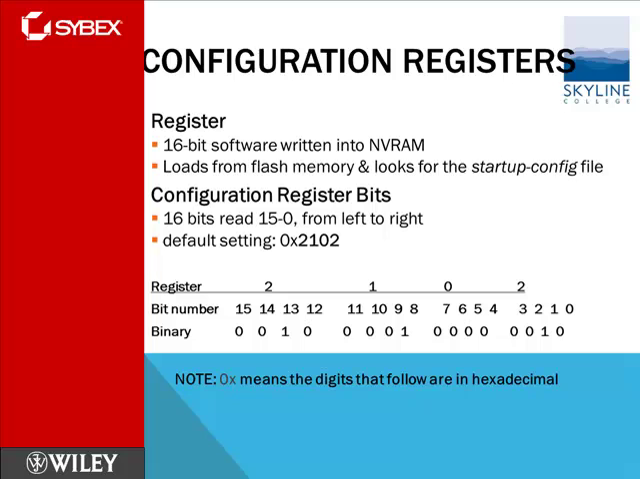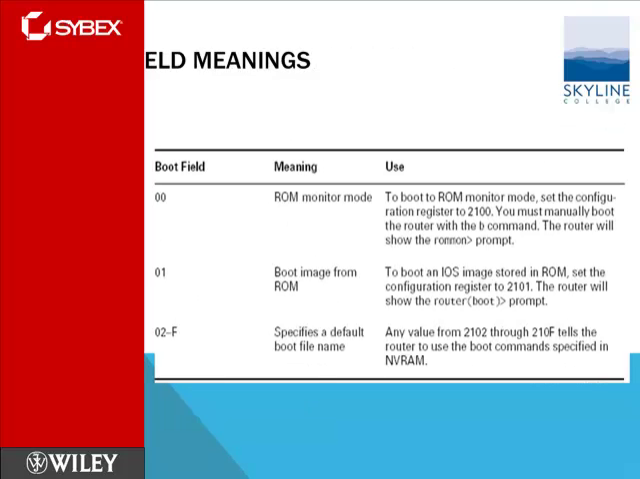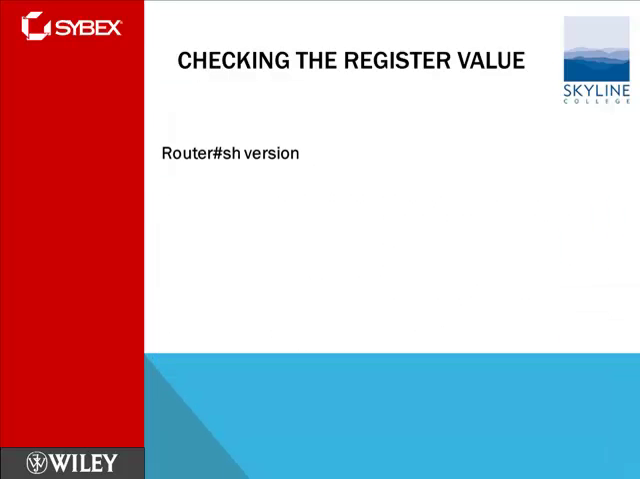The bit values, the 0 through 15 when they talk about it, that's not where I want to go. The bit values are these here. So what are the bit values going to be for the different things that you may want to change in the configuration register? Boot file: ROM monitor mode is 0000, boot image from ROM is 0001, and 02 through F specifies a default boot file name. 2102 through 210F tells the router to use the boot commands specified in NVRAM.